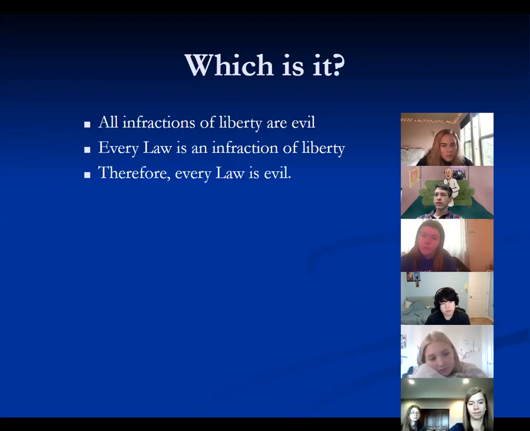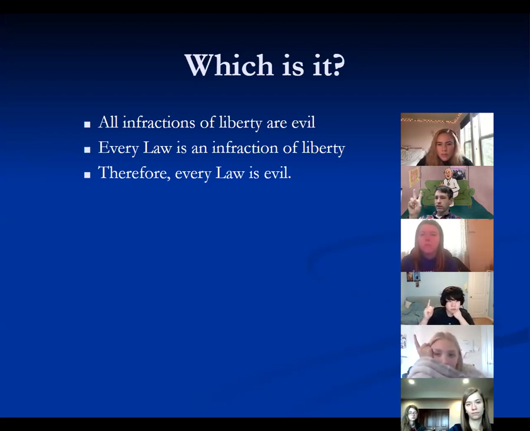Okay, let's look at the next one. All infractions of liberty are evil. Every law is an infraction of liberty, therefore every law is evil. 1 for deductive, 2 for inductive.